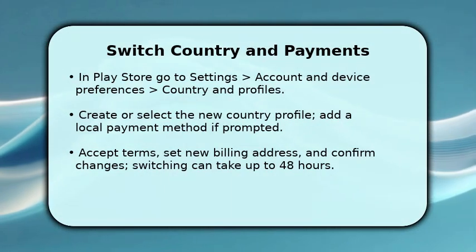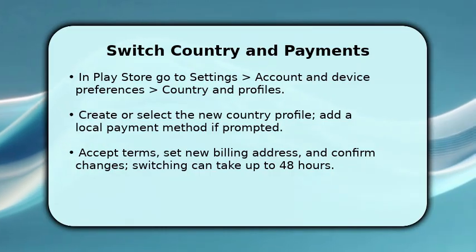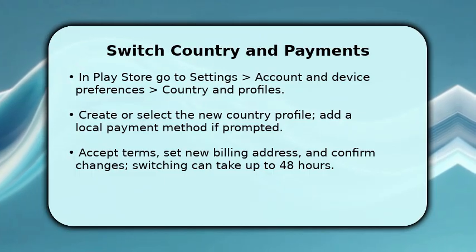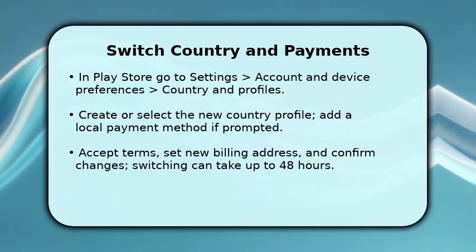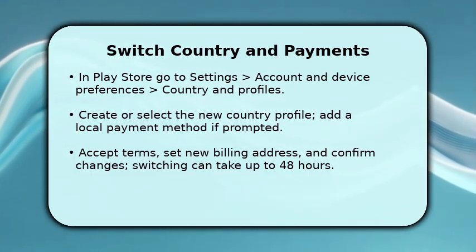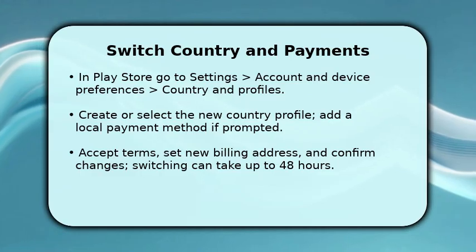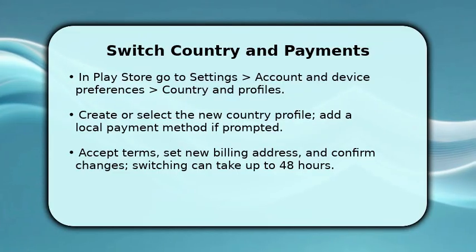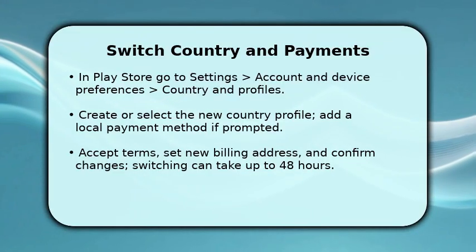Next, open Settings inside the Play Store and choose Account and Device Preferences, then Country and Profiles. You'll see an option to create a profile for the new country. Choose it and add a local payment method or new Google Payments profile as required. Make sure the billing address matches the country. Accept the terms and confirm the change.